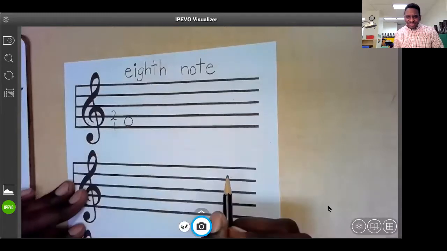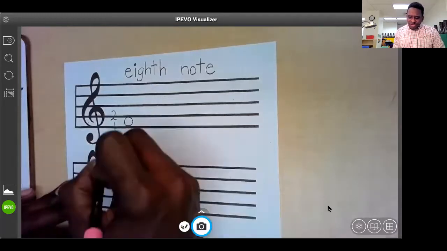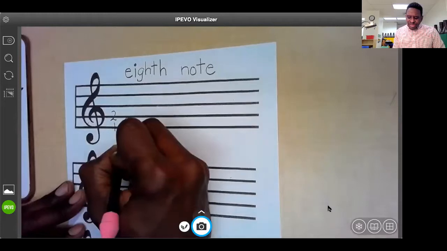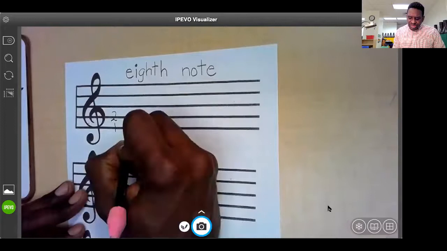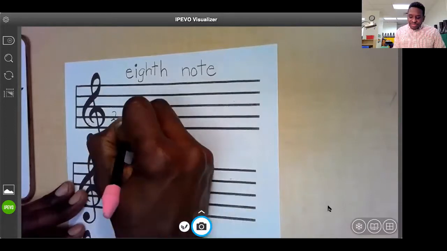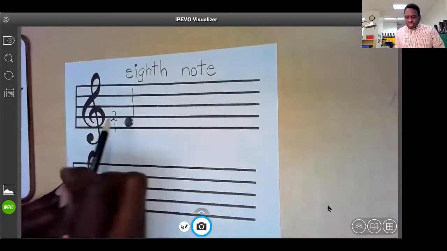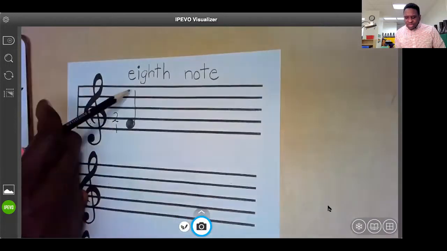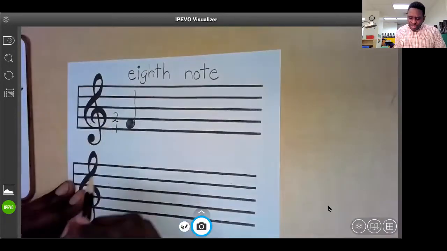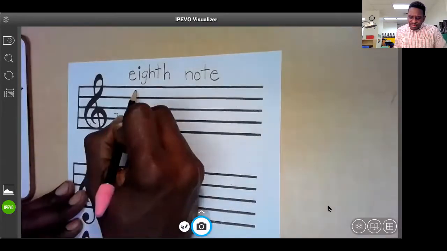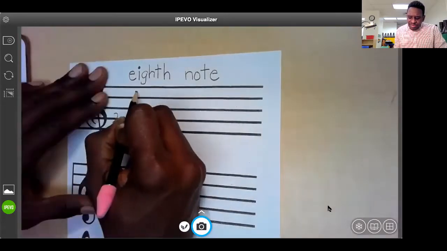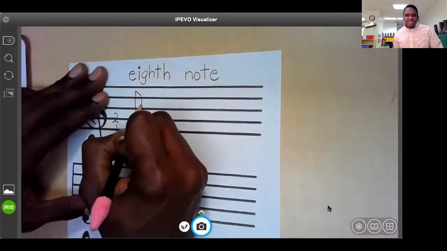Okay. A nice perfect circle. Color it in. Draw a note. Draw a line, going almost up to the top line, but not quite. And then what do we need? A flag. Here we go. There's the flag.